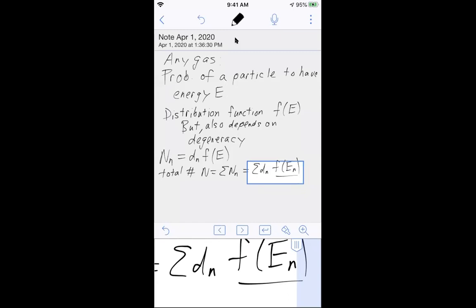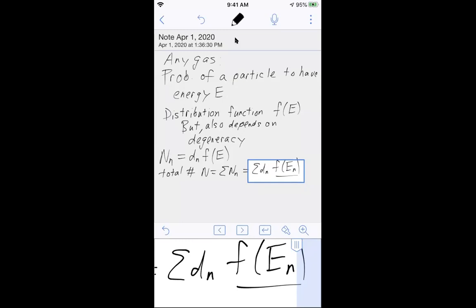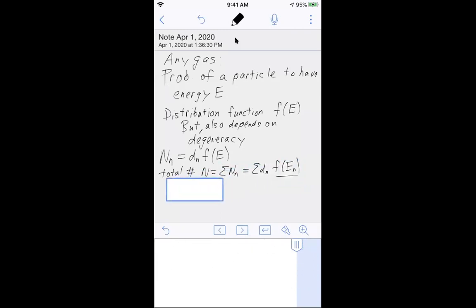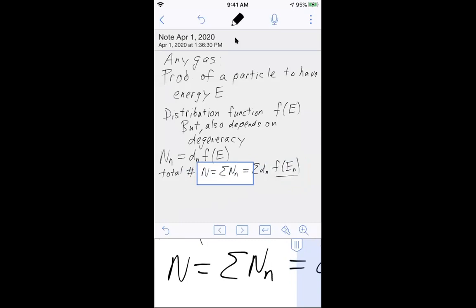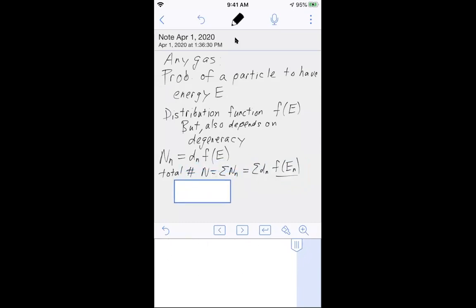So, it should be a sum, but I hate doing sums, right? I'd rather do an integral. And if there's lots of different states and they're very closely spaced together, then you can treat that sum, which should be discrete, as an integral and just integrate over it. So rather than summing over all the n's, let's integrate over all the possible n's, right?